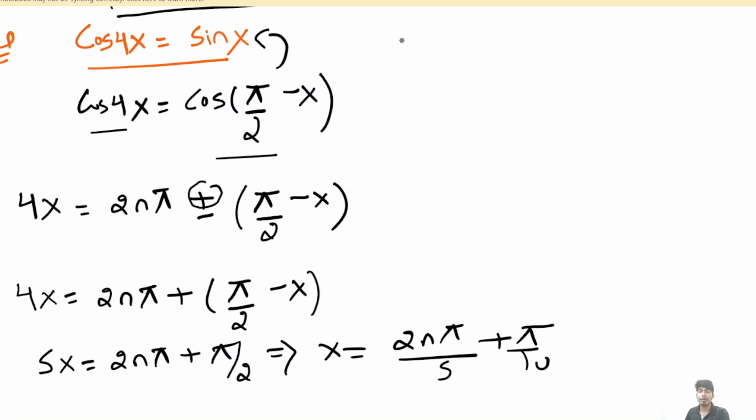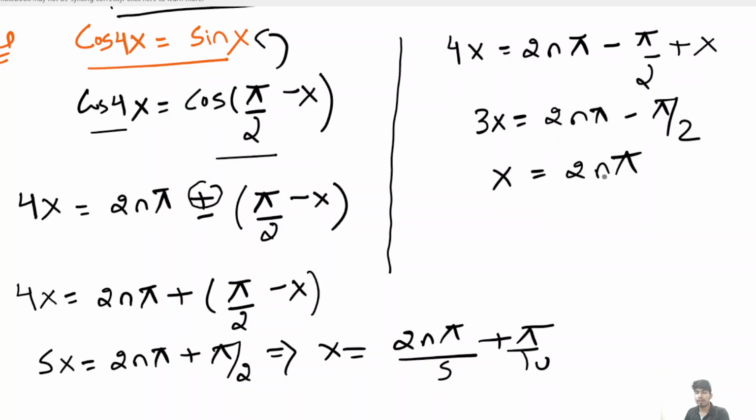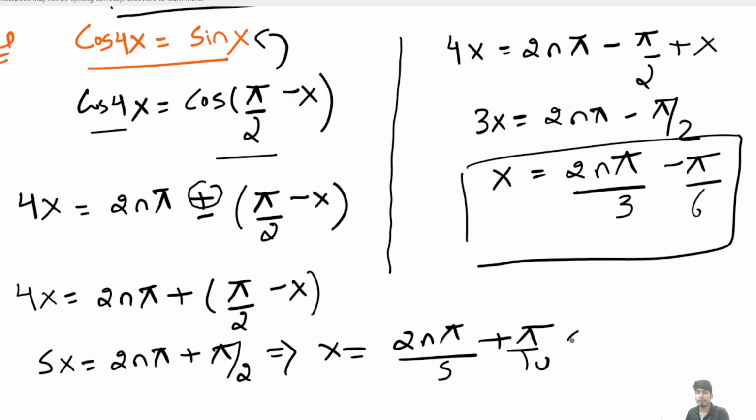And what if we take minus? Then 4x is equal to 2n pi, minus, and minus minus is plus. Here minus goes inside, this is plus. Then this becomes 3x is equal to 2n pi minus pi by 2. Then x becomes 2n pi upon 3 minus pi upon 6. These two values of x are possible where n belongs to integer. Okay, students, we do nothing else: this is cos theta equal to cos alpha, we apply theta is equal to 2n pi plus minus alpha, and we solve.